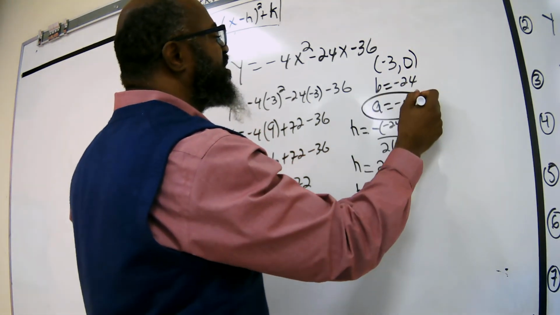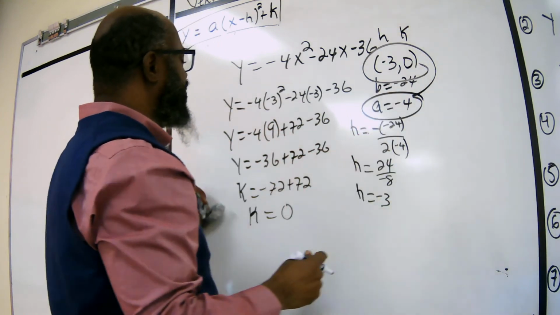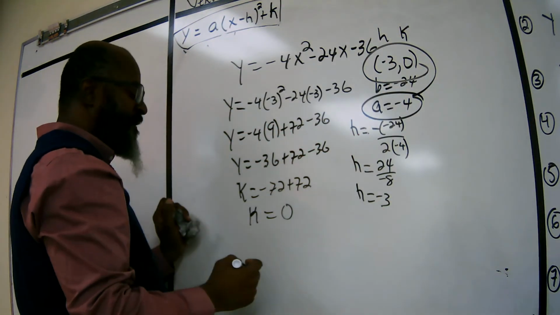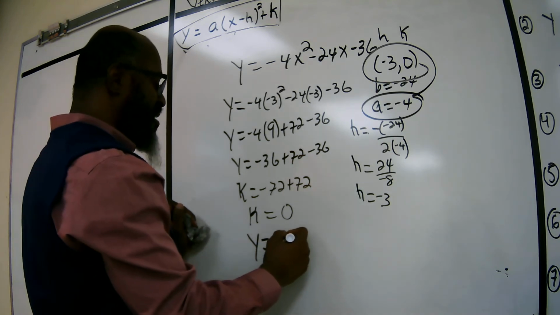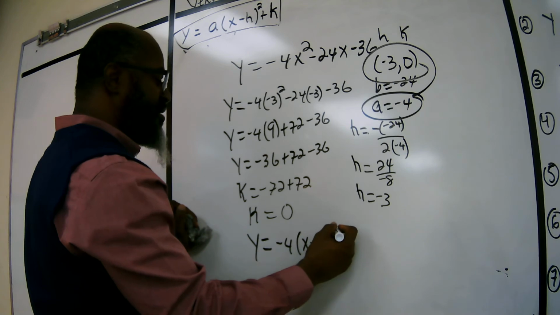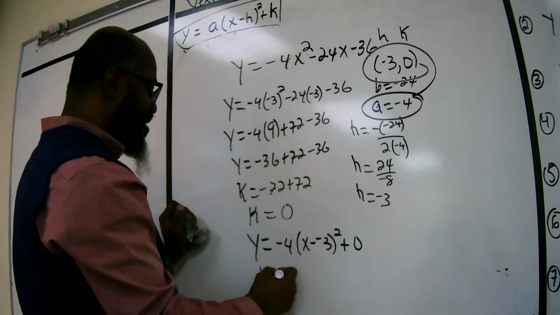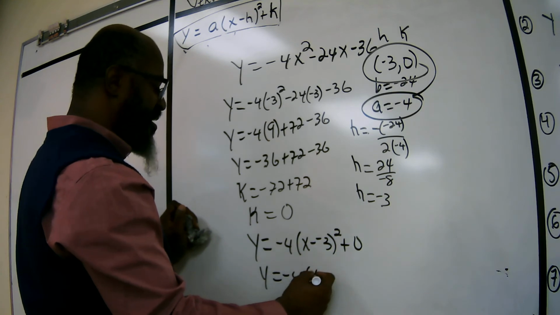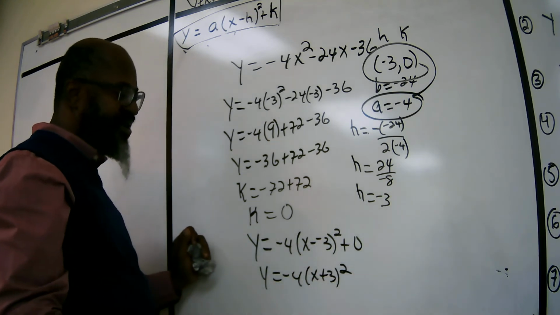So those are the things that we are going to do. This is a, this is k. So your equation will be y equal negative 4 times x minus negative 3, squared, plus k, which is 0, so we don't have to put that. y equals negative 4 times x plus 3 squared. Your equation is in vertex form.